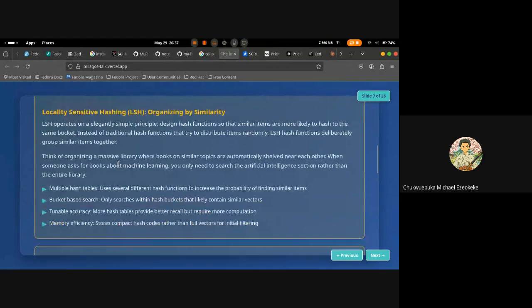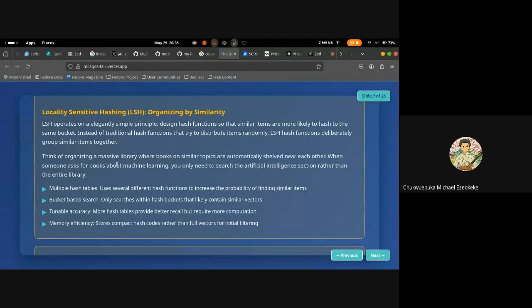Just talking about LSH today. Here's an example. Let's say you want to organize a massive library where similar topics are automatically placed near each other. Then someone asks for a book about engineering, and you only need to search the artificial intelligence section rather than the entire library. LSH has multiple hash tables, using several different hash functions to increase the probability of finding similar items. Then it has bucket-based search, where you only search within those hash buckets that likely contain similar vectors. And then you have tunable accuracy.